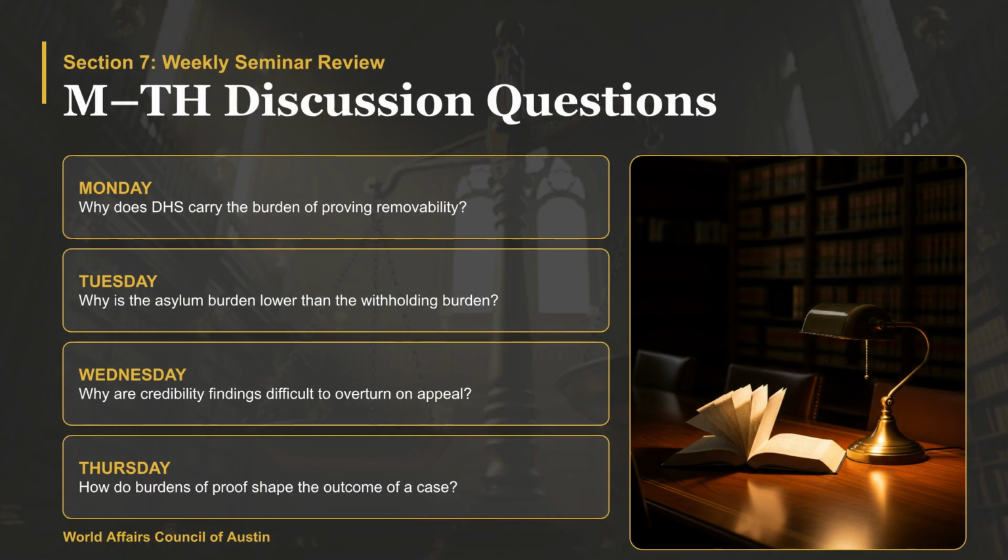In our weekly seminar review, we will address several discussion questions. For Monday, we ask why DHS carries the burden of proving removability. On Tuesday, why is the asylum burden lower than the withholding burden? For Wednesday, why are credibility findings difficult to overturn on appeal? Finally, on Thursday, we ask how do burdens of proof shape the outcome of a case?